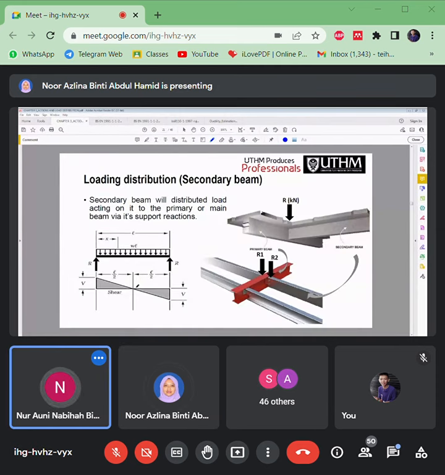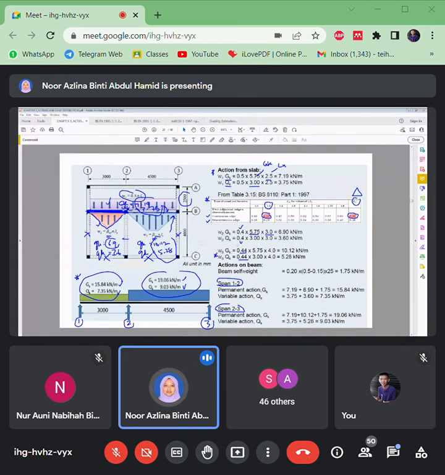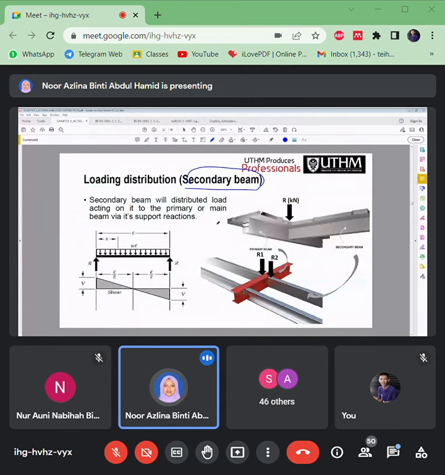Okay, then we also have a secondary beam. Remember, we have a secondary beam here. Let's say there is another beam here. The secondary beam means the beam is supported by columns, so there will be a point load at this beam here. So that is what is meant by the secondary beam.